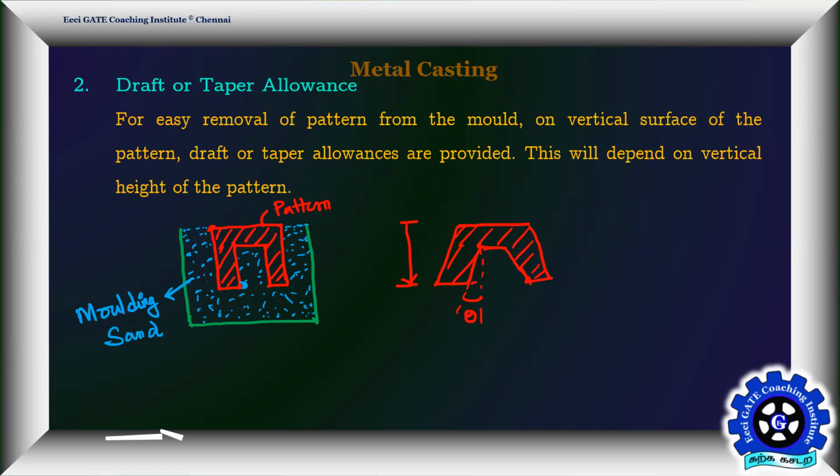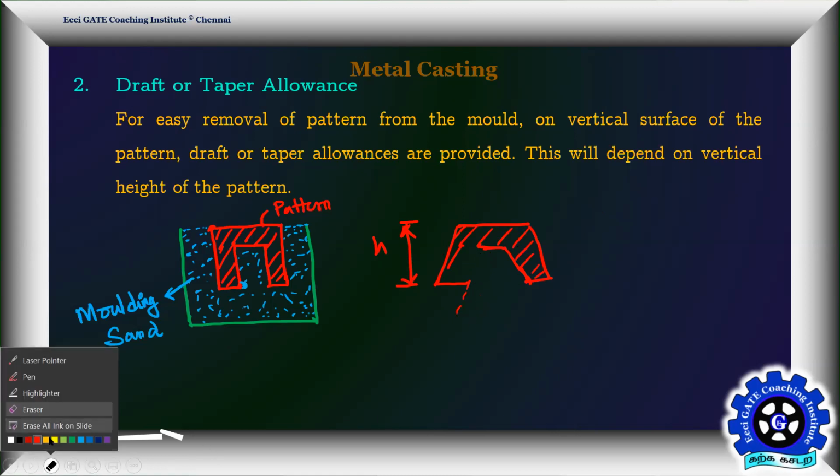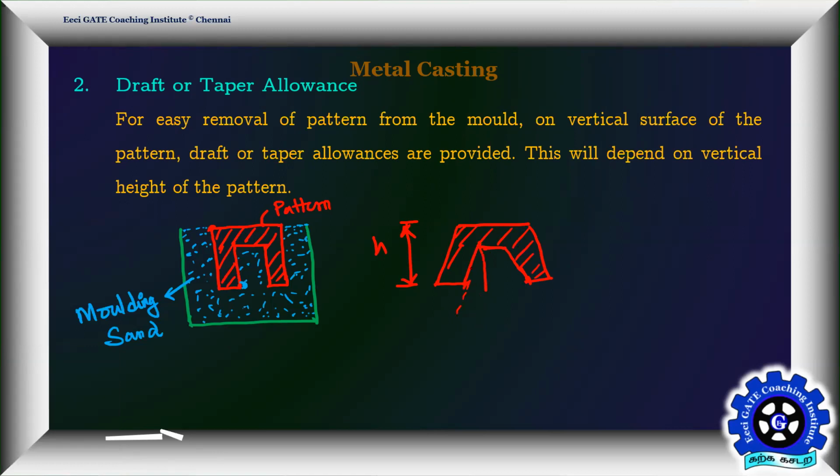This is your height h of pattern. And this is your x. So x is equal to h and theta, and this theta varies from half a degree to 2 degrees, very minute values. So if you give this taper, now you can remove the pattern easily. That is what is called your draft or taper. You're providing some taper. So just read that.